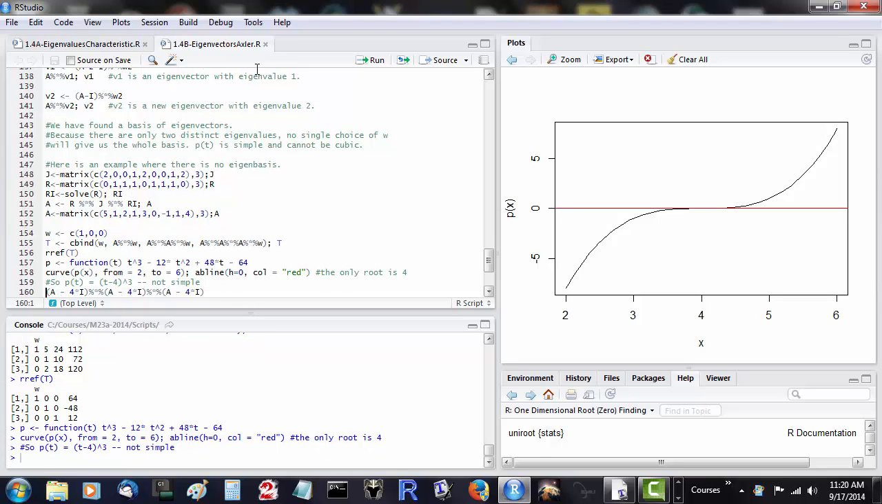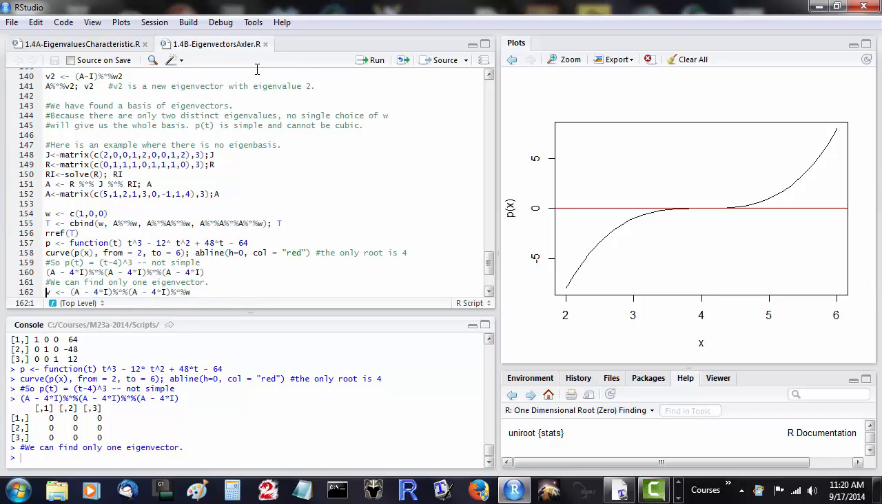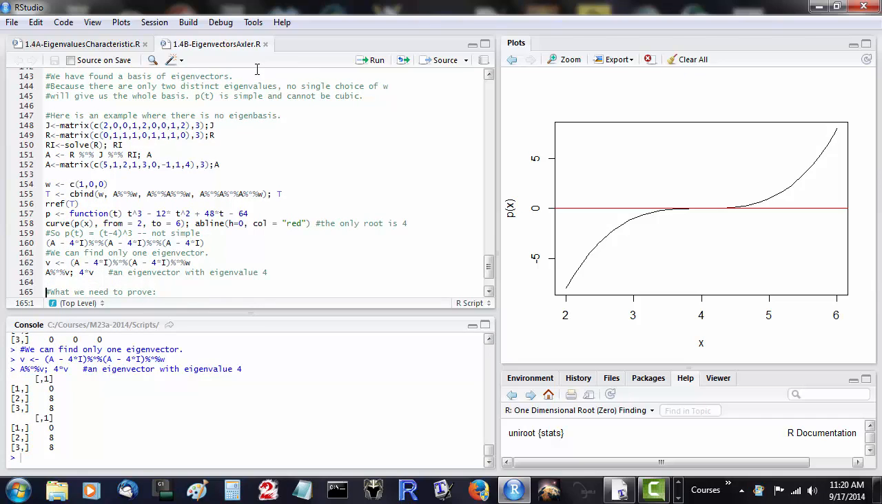That's not simple because it has a repeated factor. If I compute A minus 4 times I cubed, I get the 0 matrix. So I can find an eigenvector all right. I start with W. I hit it with 2 factors of A minus 4I. Now I've constructed a vector v, which will give 0 when hit by the 3rd factor. It's an eigenvector with eigenvalue 4. But that's the only eigenvector.